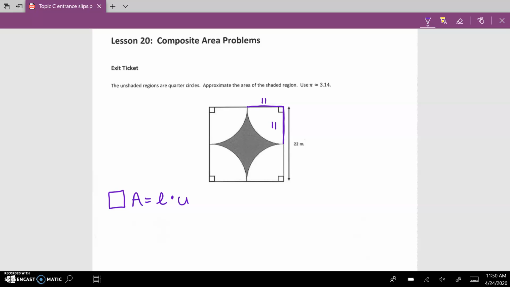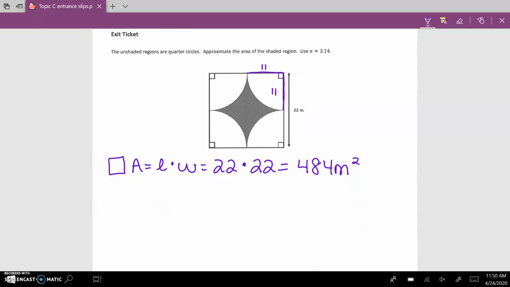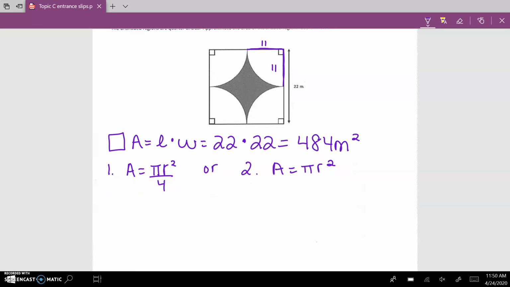Remember, that's just length times width, which would be 22 times 22, which should give you 484 meters squared. Okay, now we have these quarter circles. You could do it two ways. Option one would be to find the area of the quarter circle, so you could use pi r squared divided by 4. Or if you remember, four quarter circles would make one whole circle, then you could just use A equals pi r squared. I'll show it both ways in case you did it either way. It doesn't hurt. One way is quicker than the other.